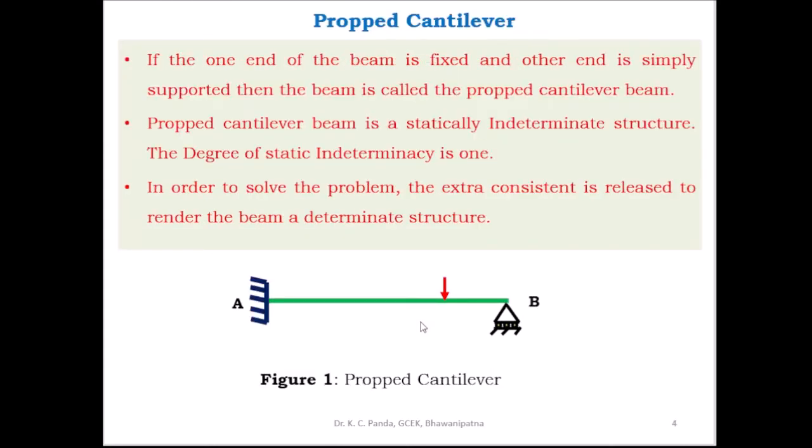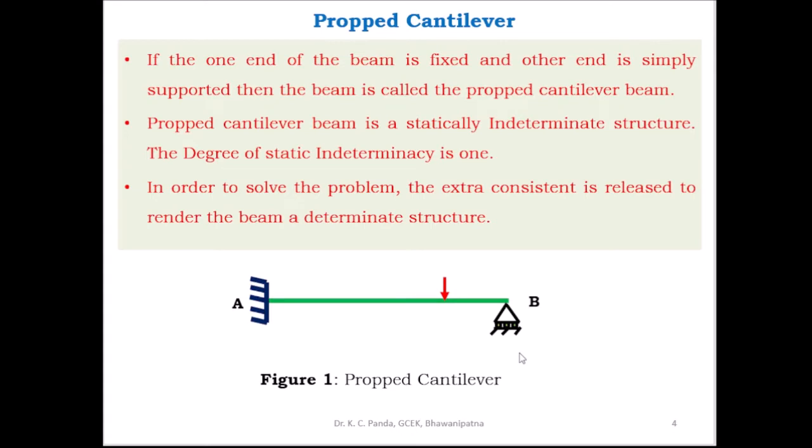Let us consider a propped cantilever AB. The end B of the beam is propped. Let us take a point load or uniformly distributed load acting on the beam. The end A is fixed. It has vertical reaction RA and moment MA. Besides, there is one more vertical reaction at B, that is RB, at the propped end.